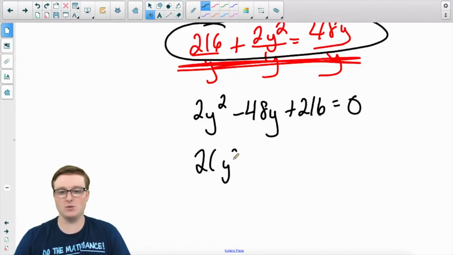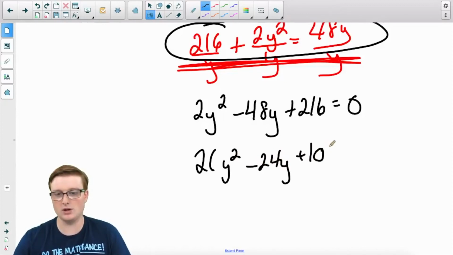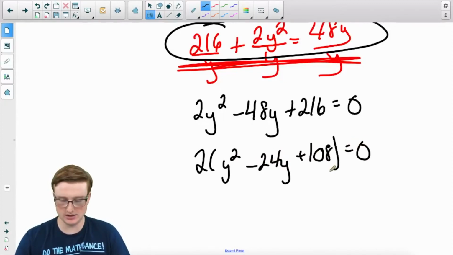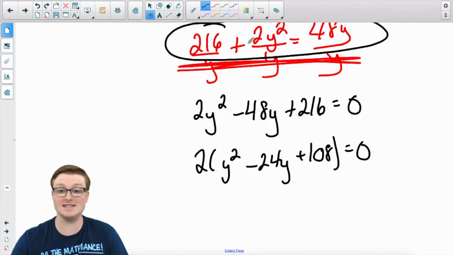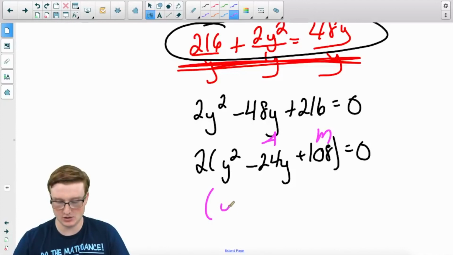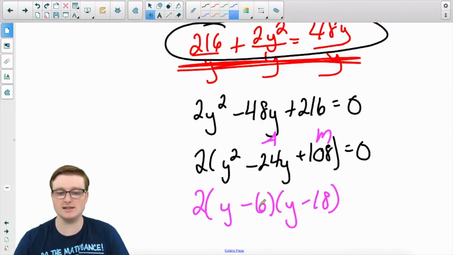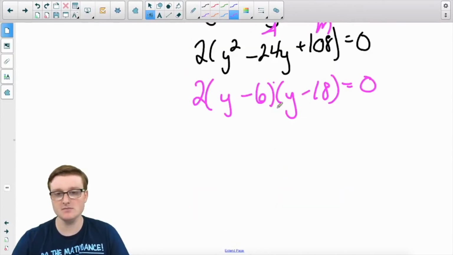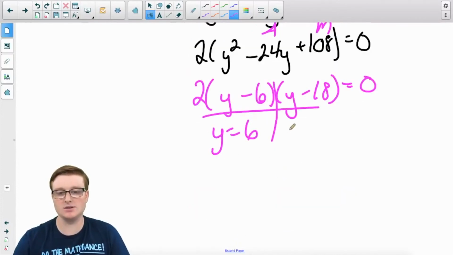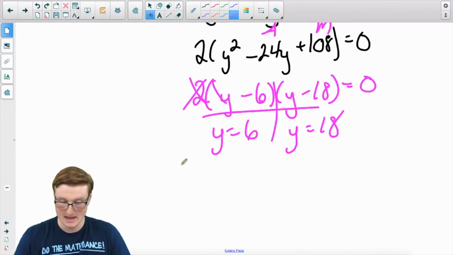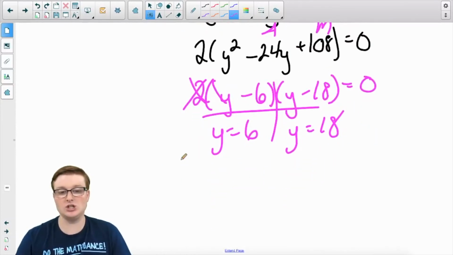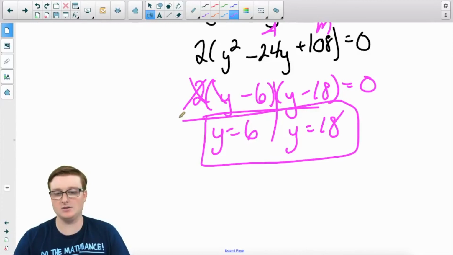Factor out a 2. You're left with Y squared minus 24Y plus 108, and you set that equal to 0. Now you factor. What adds to negative 24 and multiplies to give you 108? That is going to be Y minus 6, Y minus 18. That 2 does carry along for the ride. T-bar it. You get Y equals 6, Y is equal to 18. That 2 cancels over here. Now, we just got our Y values.